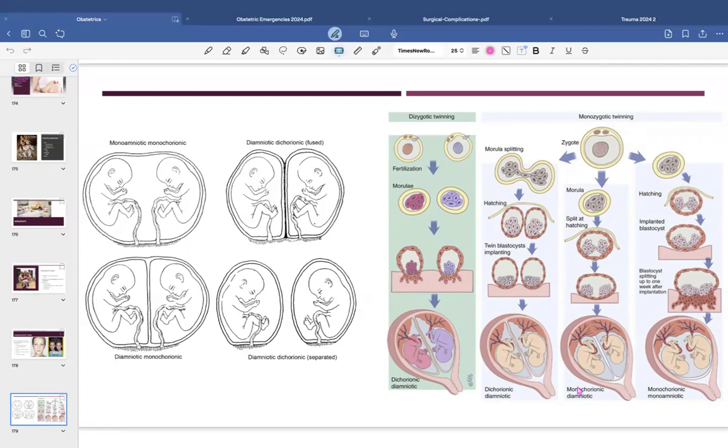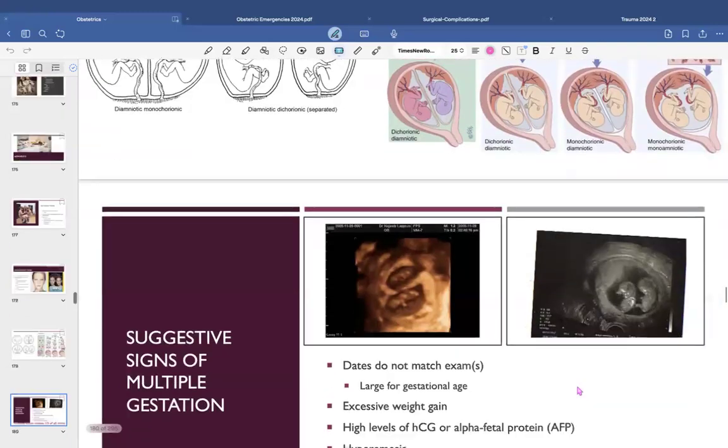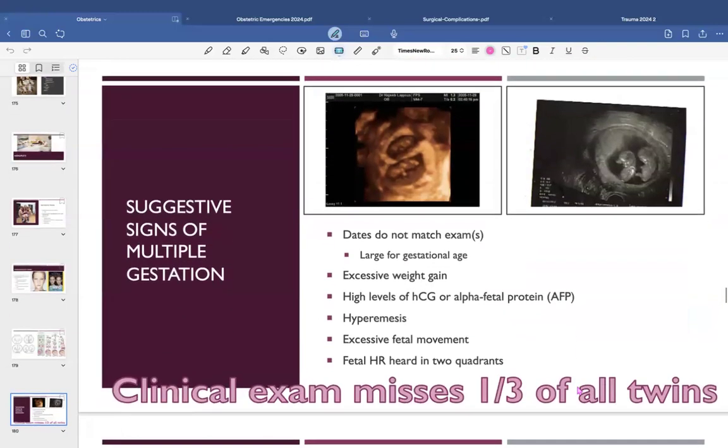What are some signs that you might have a multiple gestation, or you might be carrying twins? If your dates don't match, or the baby is large for gestational age. Did ultrasound and gosh, that baby's big. When you say your last period was, there could be more than one in there. If you have excessive weight gain, we talked about different kinds of weight gain in our prenatal. If they're gaining more weight than they should be, that may be a sign. High levels of HCG or alpha-fetoprotein could be a sign of more than one fetus.